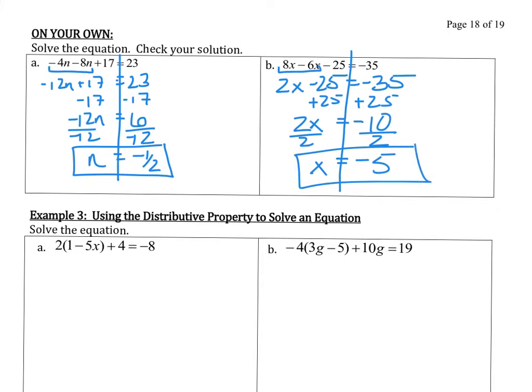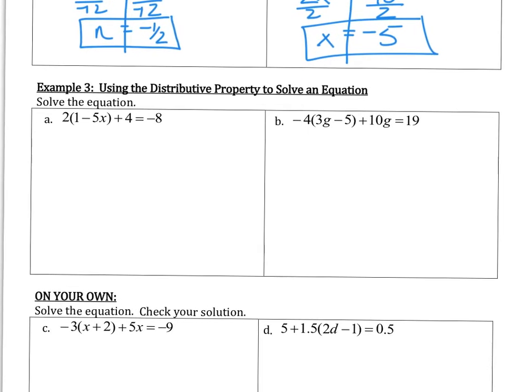Okay, so up until this point, we haven't really done anything too new. If you look at example 3, we are going to use the distributive property before we end up solving for our x. So part A, we have 2 times 1 minus 5x plus 4 equals that negative 8.